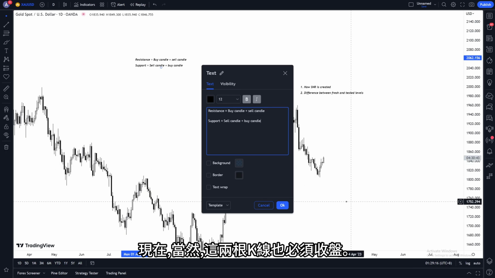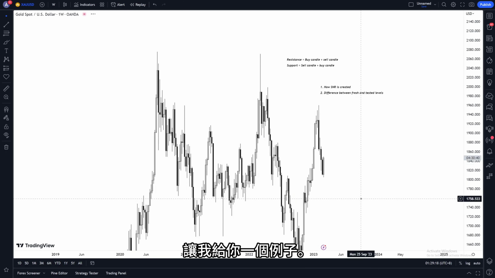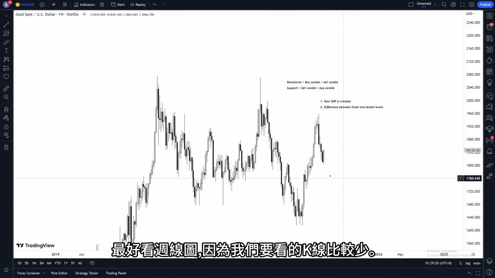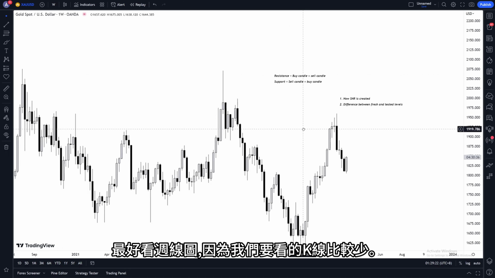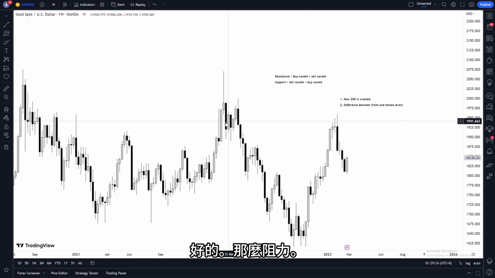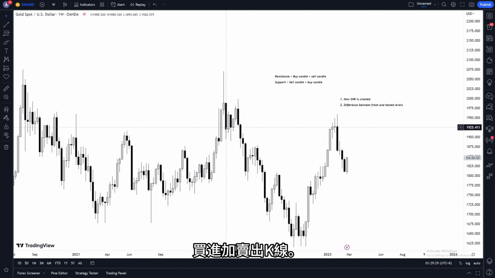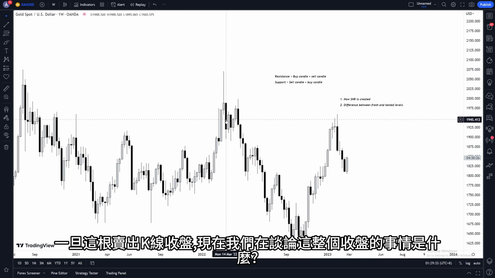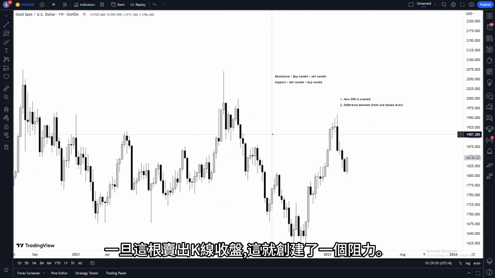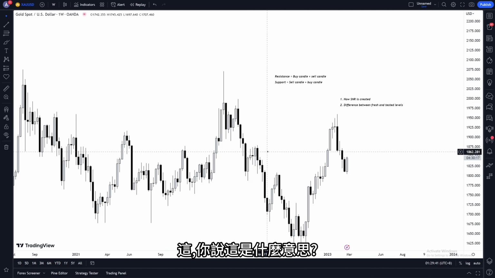So let me give you an example. I think it's best we look at the weekly because there are fewer candles for us to look at. All right, cool. So resistance. What do I say? Buy plus sell candle. Once this sell candle has closed, this has created a resistance. So how do we draw it?